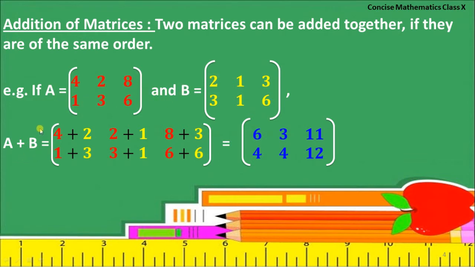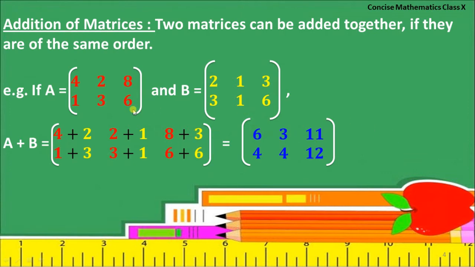Just observe how the elements are shown here. You can identify the color differentiation also. The first element of matrix A is 4. It is added with the first element in the matrix B. So it is 4 plus 2. The second element in the first row of matrix A is 2 and the second element in the first row of matrix B is 1. That is 2 plus 1, 3. And the third element in the first row of matrix A is 8 and the third element in the first row of matrix B is 3. 8 plus 3 is 11.